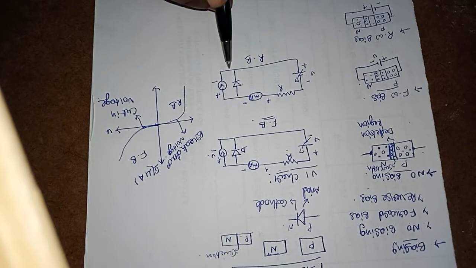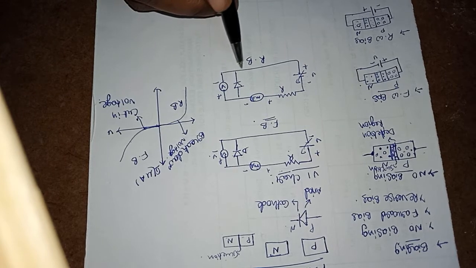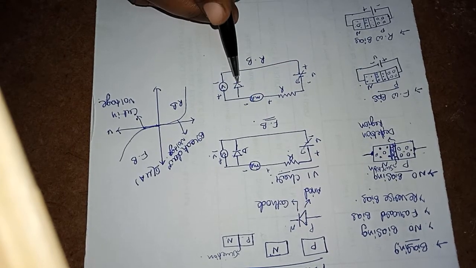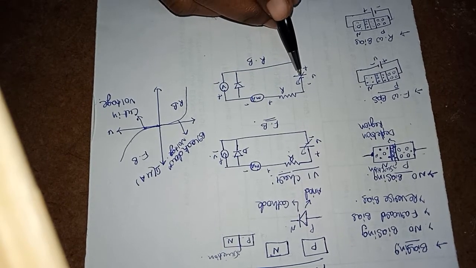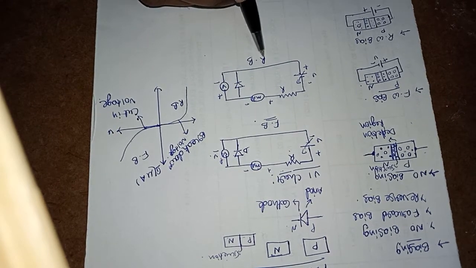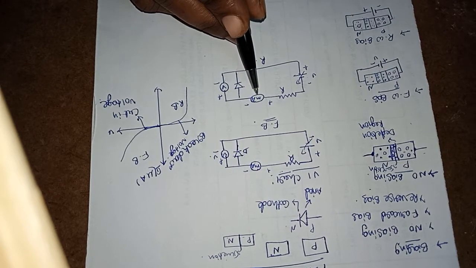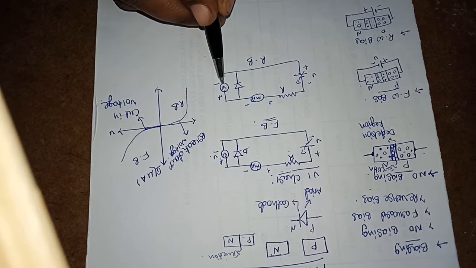So next is the reverse bias characteristics of the VI characteristics. When the diode's anode is connected to the battery's negative terminal and its cathode to the battery's positive terminal, it is represented as reverse biasing. Here a milliammeter is used to measure the current, and the voltage across the diode is measured using the voltmeter.